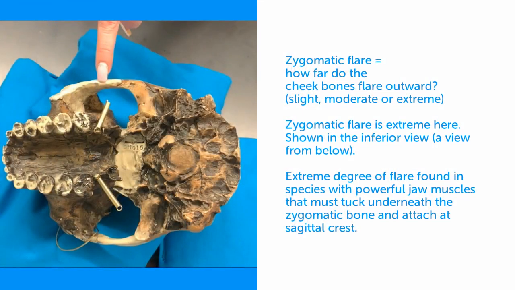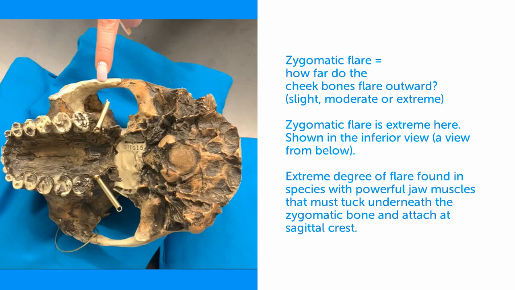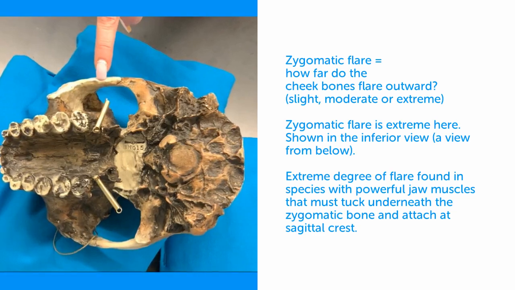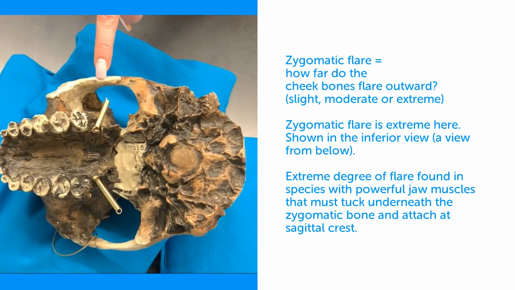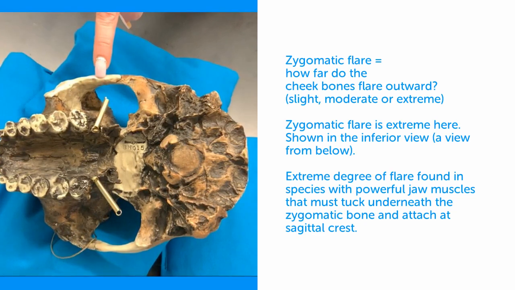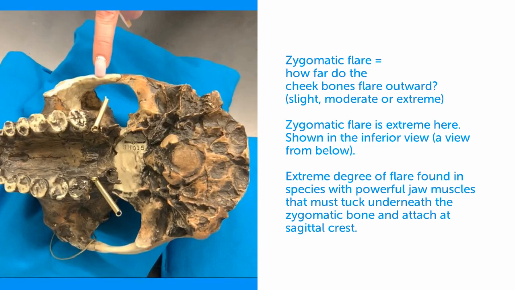In this slide, we see another view of zygomatic flare. We're now looking at zygomatic flare from an inferior view, or a view from below. We see an extreme degree of flare in species with powerful jaw muscles that must tuck underneath the zygomatic bones and then attach to the sagittal crest.